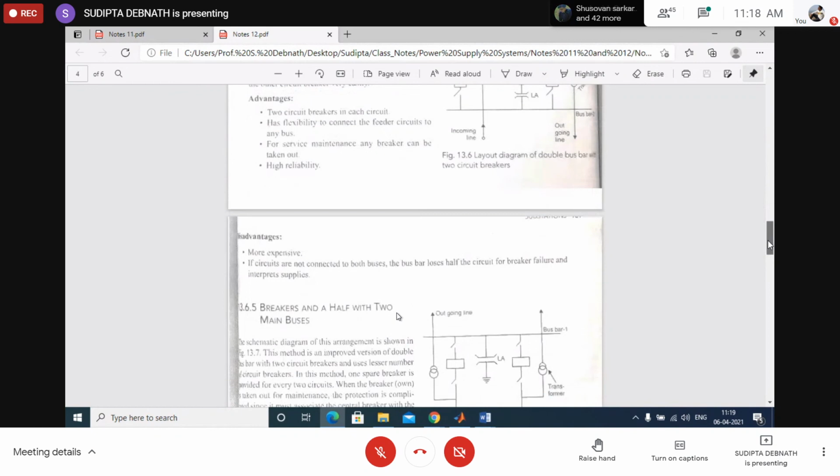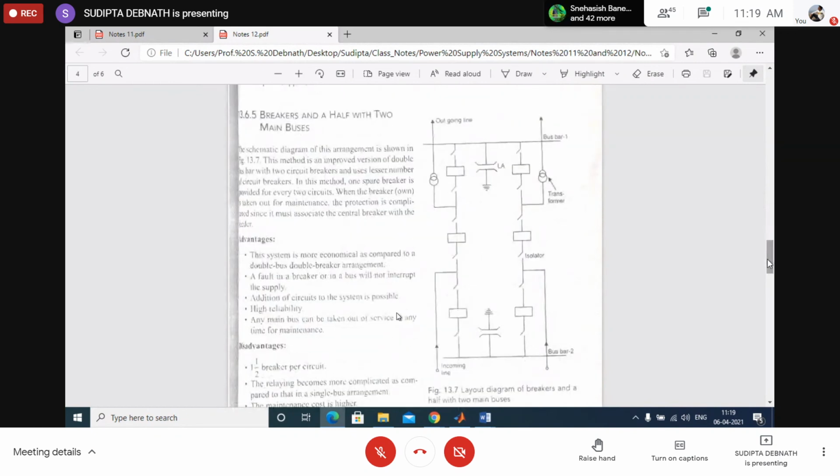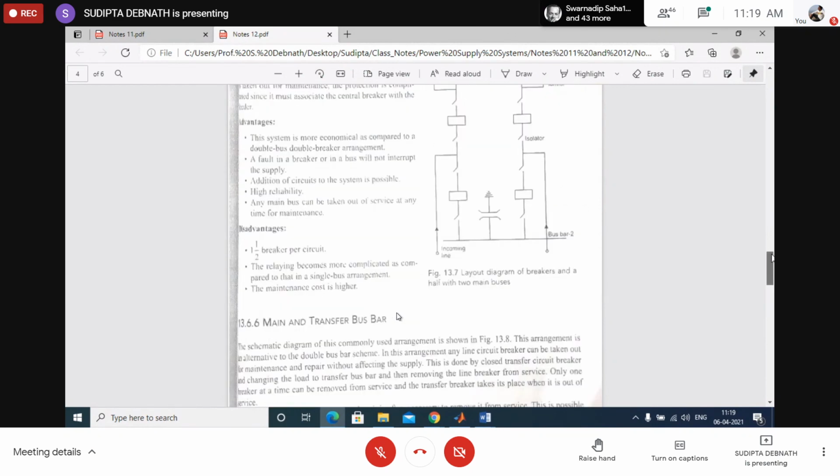Then comes the breaker and a half with 2 main bars. These are the 2 main bars, and breaker and a half means 2 breakers are there, one for each, and another breaker is there in the intermediate position. So 1.5 breakers per circuit, actually 3 breakers for 2 circuits. The advantages and disadvantages are given.